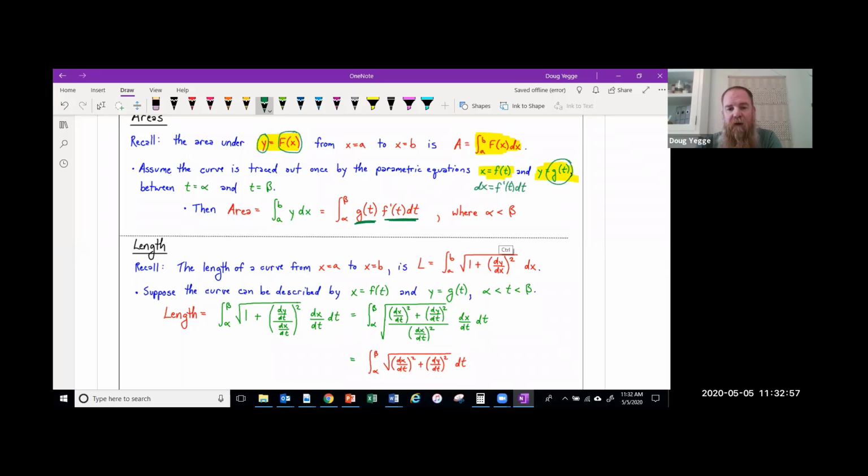Now I've just got to realize that in order to find the area using parametric curves without having to eliminate the parameter, all I have to do is take the y function and multiply by the derivative of the x function. And notice that my alpha and beta have changed as well, because if I'm given x equals a and x equals b, I have to find the corresponding t values. That's why I'm converting these to alphas and betas, where t is equal to alpha and t is equal to beta.